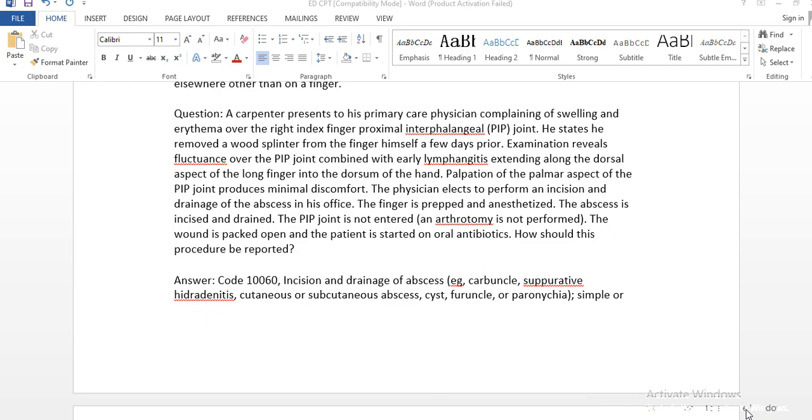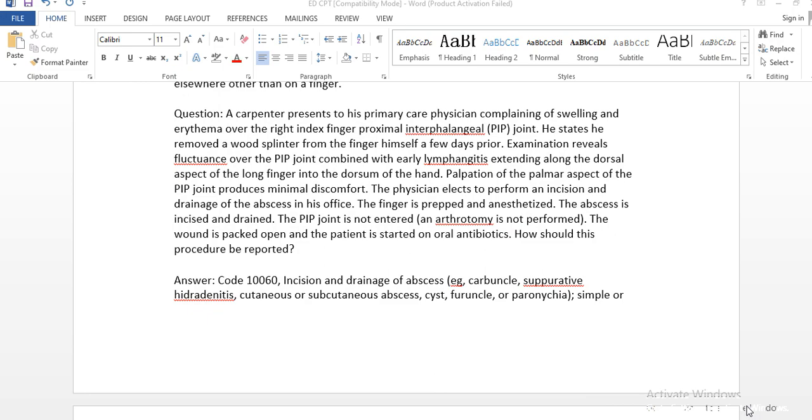The finger is prepped and anesthetized. The abscess is incised and drained. The PIP joint is not entered. So here arthrotomy is not performed. The wound is packed open and the patient is started on oral antibiotics. How should this procedure be reported? Here in this question, the physician has not performed incision on the joint area. So we need to check the answer.